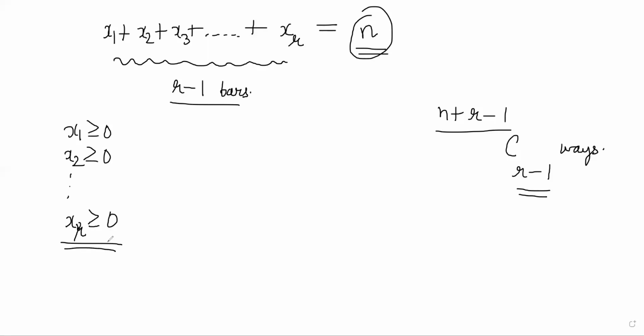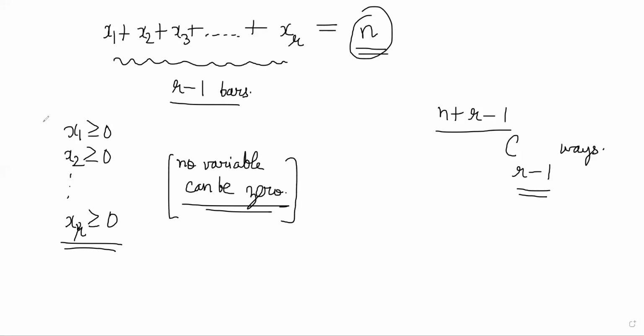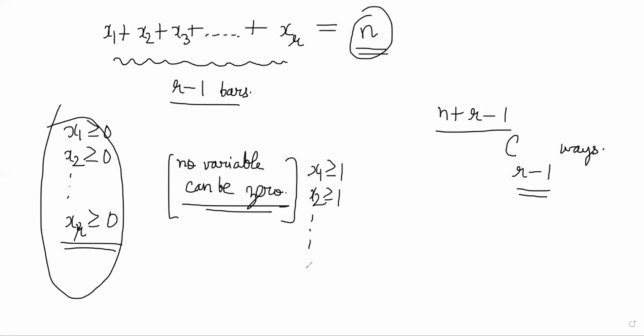Now suppose a slightly modified question here. If someone said that no variable can be 0, like each variable has to be 1 at least. Like you have to give something to someone. So then basically the restriction is no longer this. The restriction is now x1 greater than or equal to 1, x2 greater than or equal to 1, and so on, xr greater than or equal to 1.